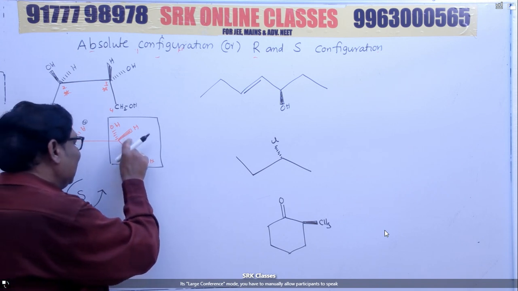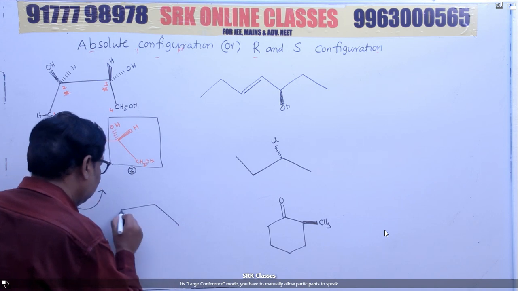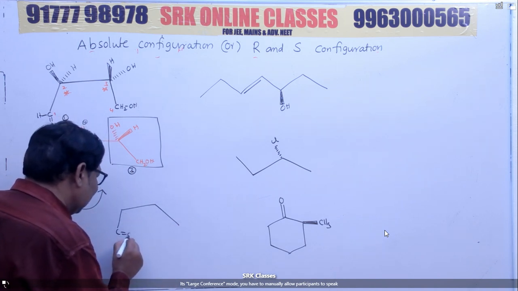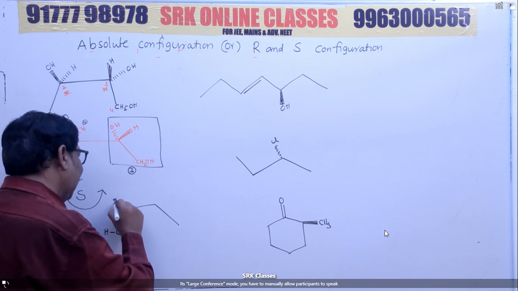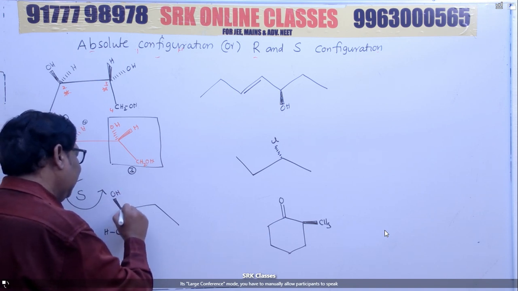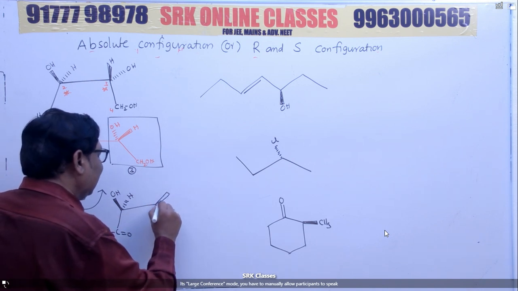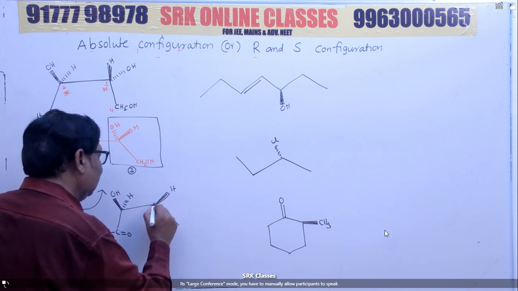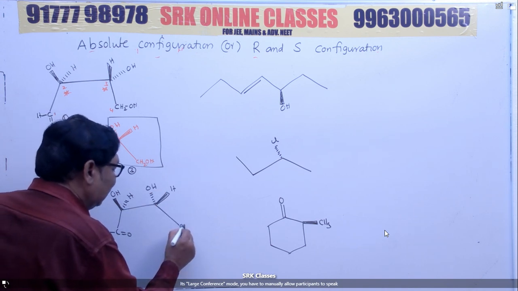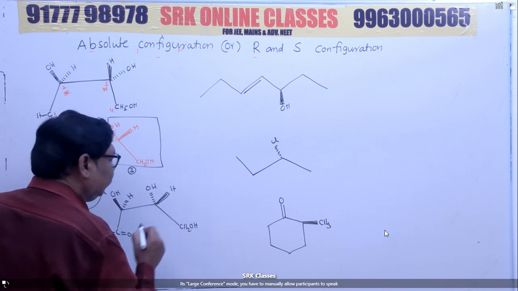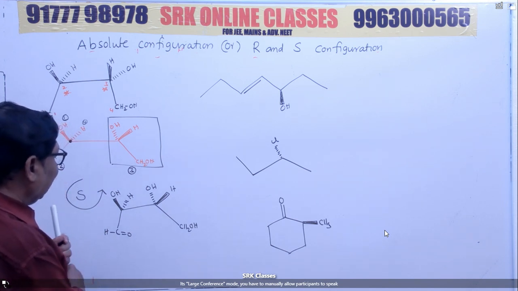Now, I am writing this chiral carbon separately here. CHO will be as it is here. Solid wedge is OH. Dash will be hydrogen. But here solid wedge is hydrogen, dash will be OH, and this will be CH2OH. If I write the priority, now look at the other side.